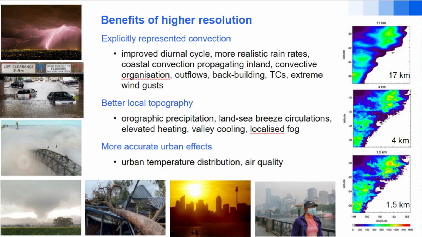The last benefit comes through having a more accurate representation of the urban areas. So we see better representation of urban temperature distributions, winds, and that has impacts on the air quality forecasts. So if you could move to the next slide.